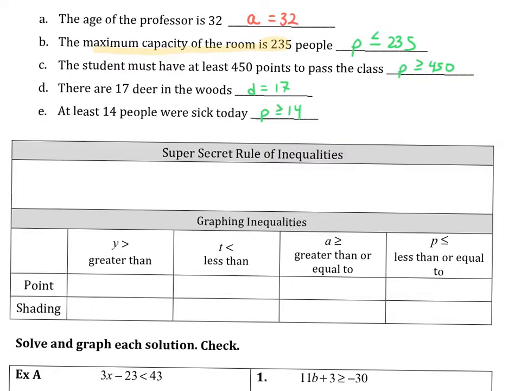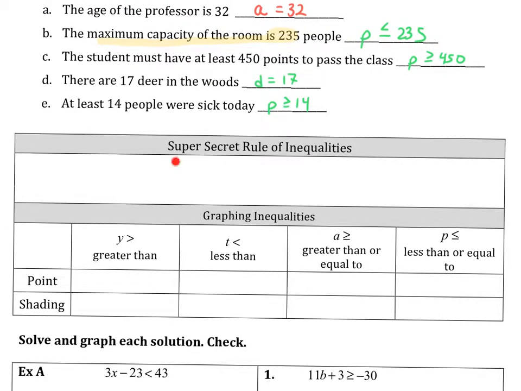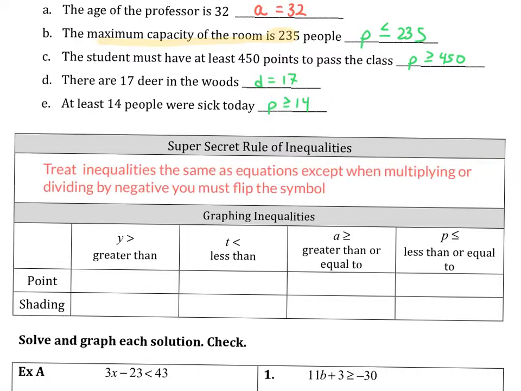All right. Our super secret rule of inequalities is this. Please take a moment to write this down with me. And we'll say it again here. Treat inequalities the same as equations. Add 2 to both sides, divide by 6, all that stuff. Same thing. Except there's one caveat. When we multiply or divide by a negative, we have to flip the symbol. So if it's a less than, it's going to flip to a greater than, etc.